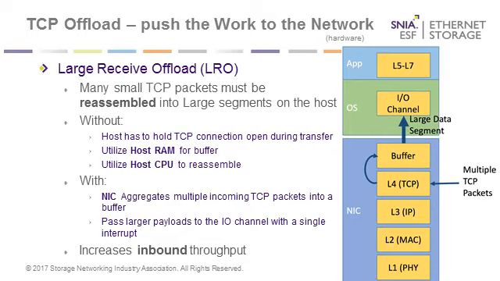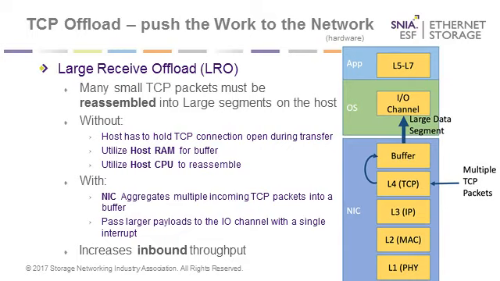So if you take that scenario that we just talked about with large segment offload, there's a thing called large receive offload, which is essentially the same thing in reverse. So without this, essentially you have a bunch of small TCP packets that normally are reassembled into a large segment on the host in the CPU. So basically the whole host has to hold the TCP connection open during the transfer, take in all of those packets and use its host RAM for buffering, and then it will utilize the host CPU to reassemble that into the large data segment.